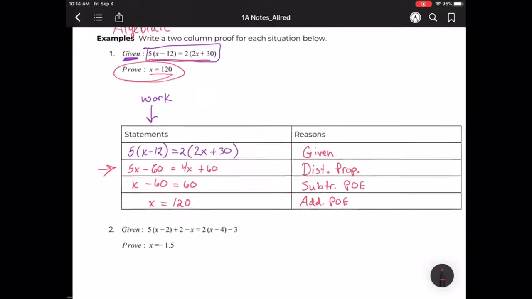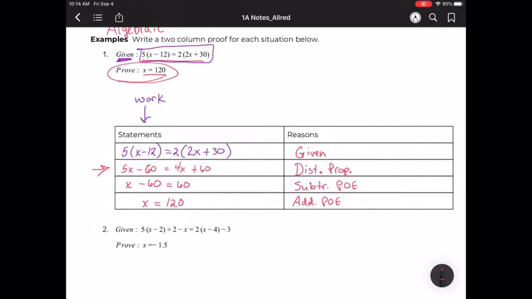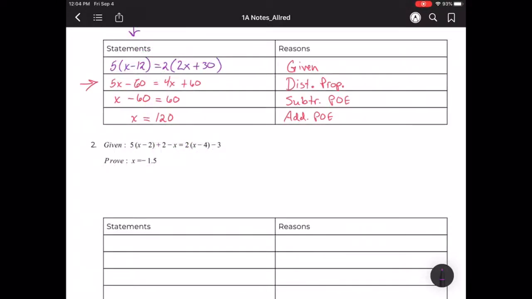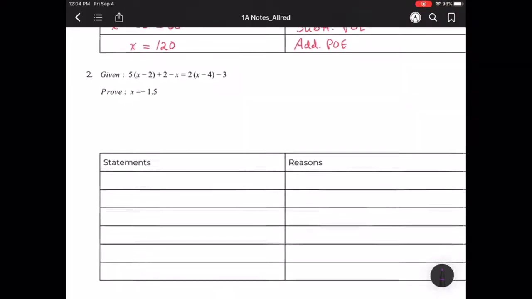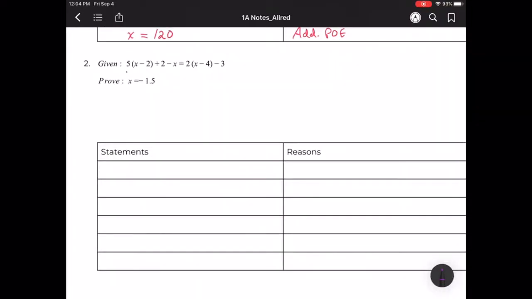Okay? And you have just written your first proof in geometry. And so let's go ahead and take a look at another example. We're going to do another proof. It's a little bit longer because we have a little bit longer equation to work with. But we want to prove that x does in fact equal negative 1.5.